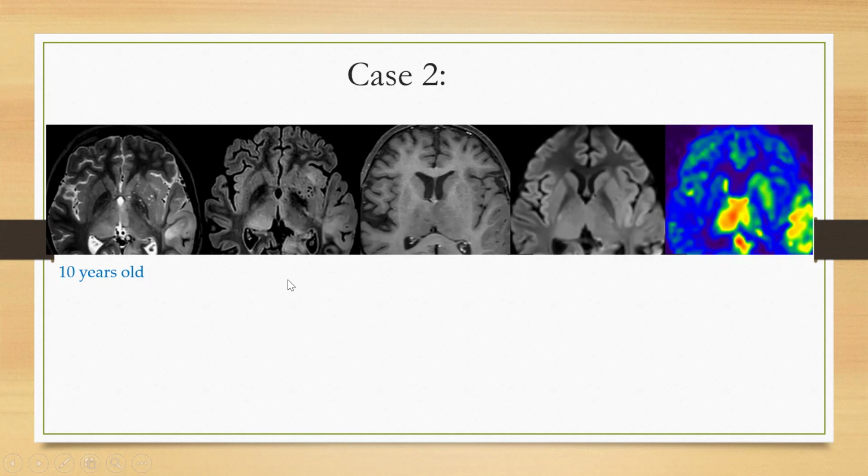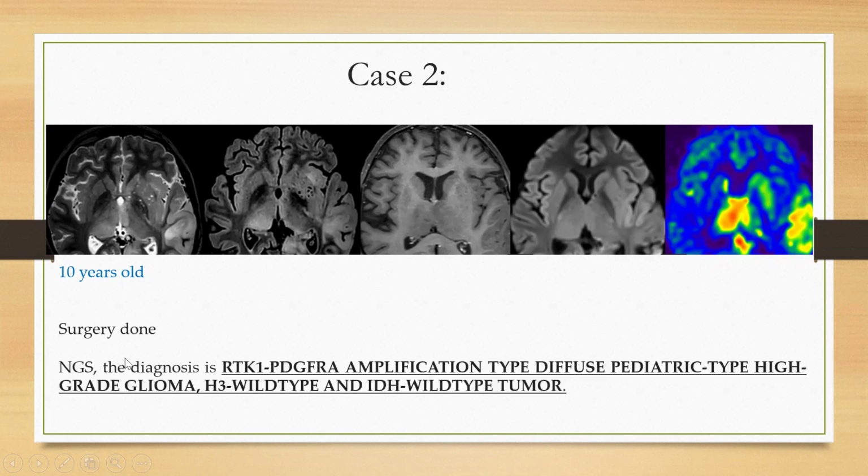If it is mainly the brainstem, you can consider diffuse midline glioma. It's both midline and hemispheric. In this case we thought of astrocytoma, IDH wild type, a new type of tumor. And on NGS it turned out to be RTK1, PDGFRA amplification type.